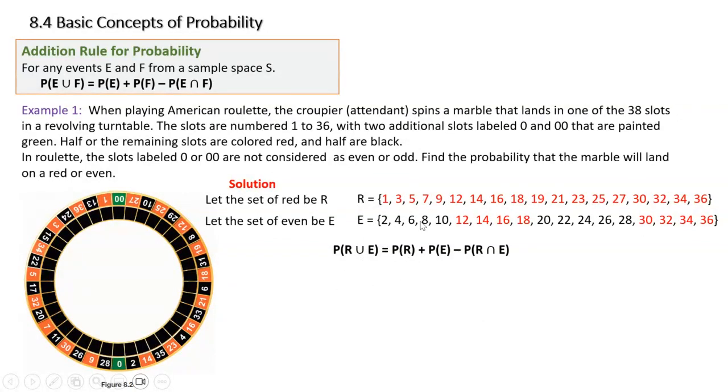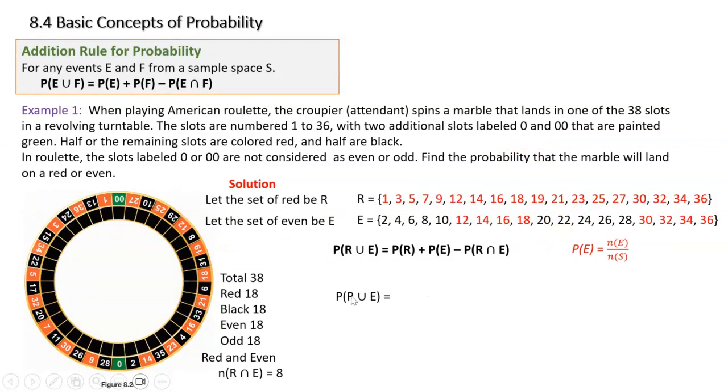So how many are red, right? I believe it's 18. Let's see, 1, 2, 3, 4, 5, 6, 7, 8, 9, 10, 11, 12, 13, 14, 15, 16, 17, 18. So it's 18. There's 38 total, 18 red, 18 black, 18 even, and 18 odd. Red and even, right? So we're looking for red and even. Red and even is going to be 8. Why is that? Because there's 8 that are red and even, right? There's 1, 2, 3, 4, 5, 6, 7, 8. So let's use the formula.